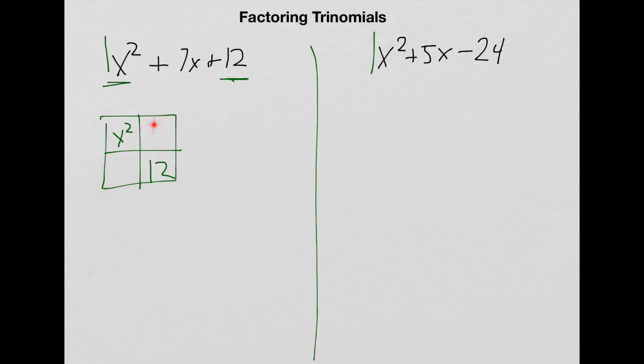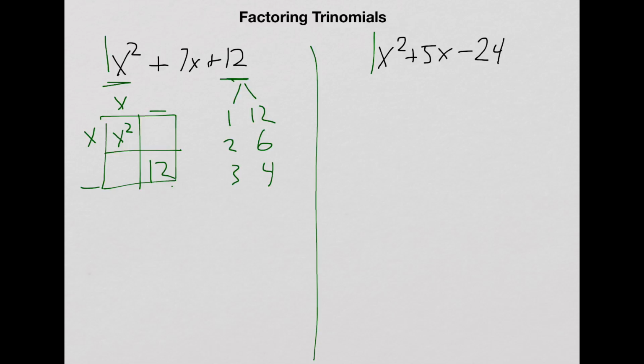The last two boxes, they have to add up to be that middle term. So that's a little harder to figure out, so we've got to work up to that. But x squared is pretty easy, that's x and x. But when we look at 12, what multiplies to be 12? It could be 1 and 12, 2 and 6, or 3 and 4. So those are all options that I could put for these two spots.